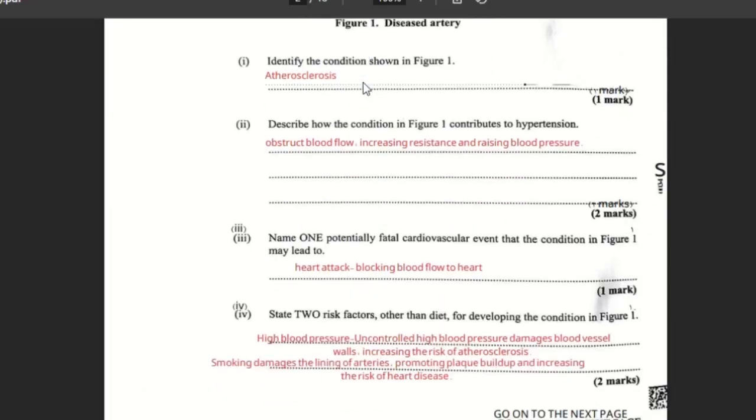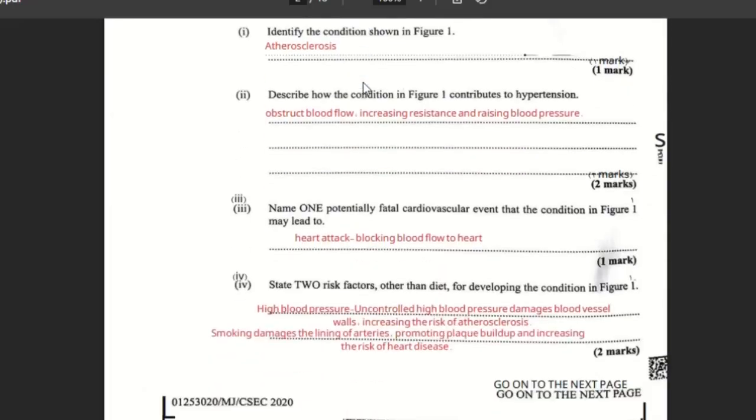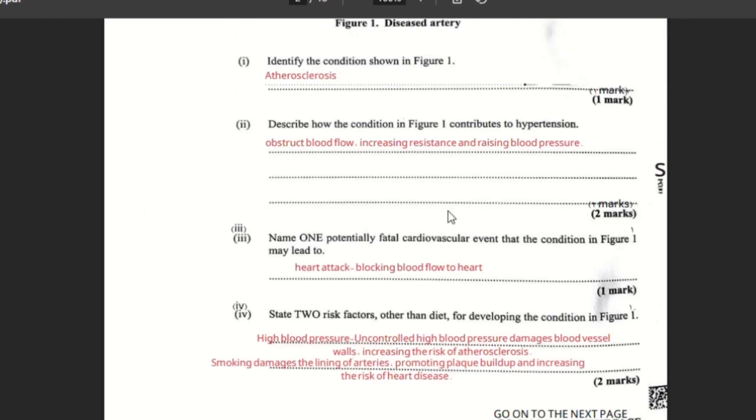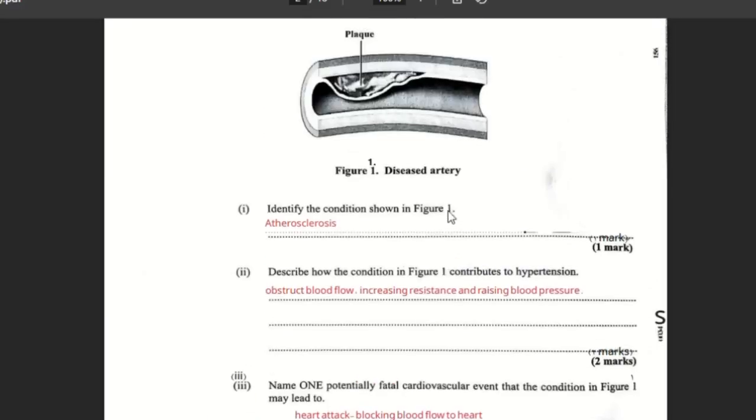Now the next question says, name one potentially fatal cardiovascular event that the condition in figure 1 may lead to. The very first one can be a heart attack. And how do we know that it's a heart attack? It's the most obvious answer. The question says cardio, and when you hear the word cardio, you know it has to go with the heart. And if we go back to the arteries, we know that arteries bring blood away from the heart. So it's a blood vessel.